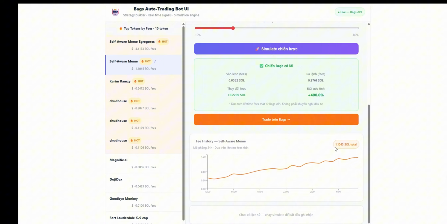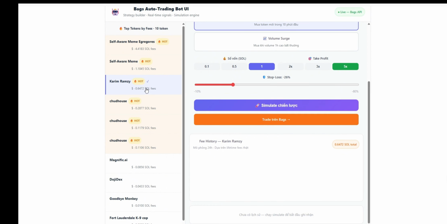On the left-hand side, you'll see a list of active meme egregores. Each one comes with its own set of real-time metrics, giving you a quick overview of what's currently happening in the market. This makes it easy to scan opportunities without jumping between multiple tools.